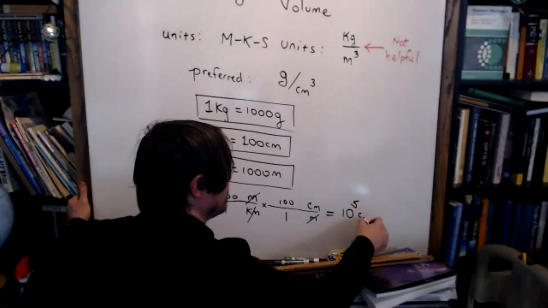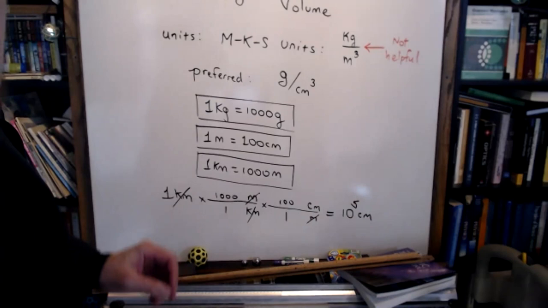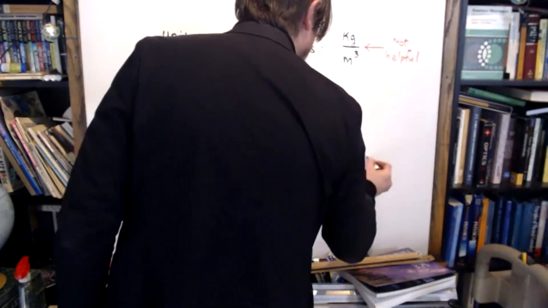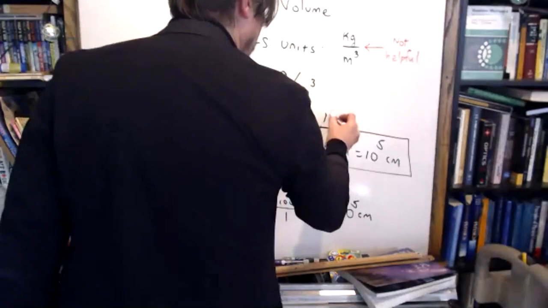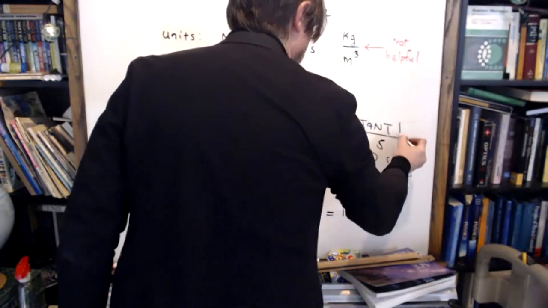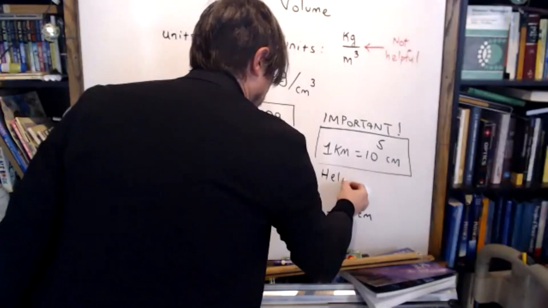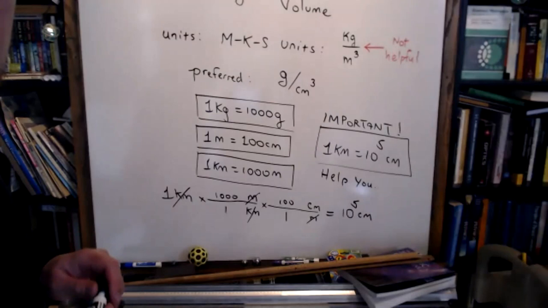Cam has just helped us find a very, very important conversion factor. And I guessed that all in my head with the multiplying. 1 kilometer is 10^5 centimeters. That's an important conversion factor. Important. Okay. This will help you on your test. It will help you answer questions quickly. There's a reason I'm giving this to you.